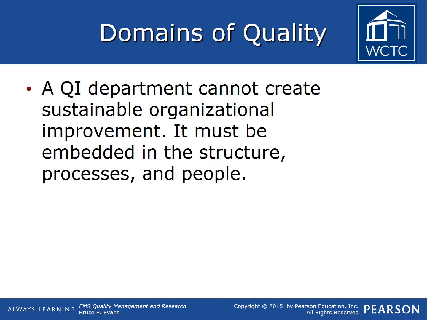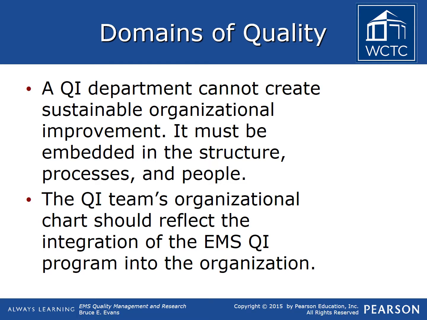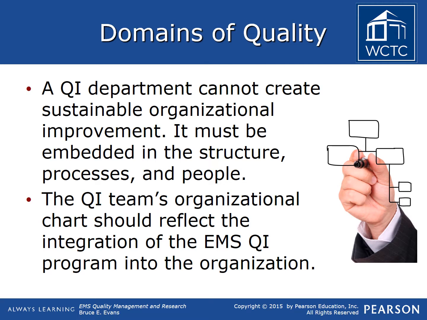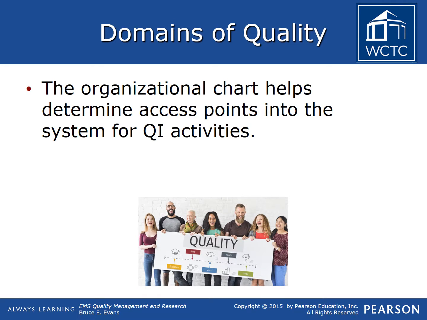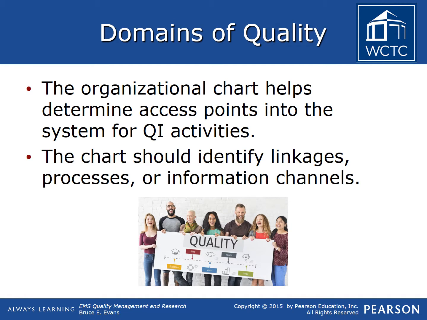As far as the agency's personnel are concerned, the quality improvement team should have an organization chart that reflects the integration of the EMS quality improvement program throughout the organization. Such a chart could identify access points into the system for quality improvement activities while also identifying linkages, processes, or information channels vital to the functioning of the quality improvement program.